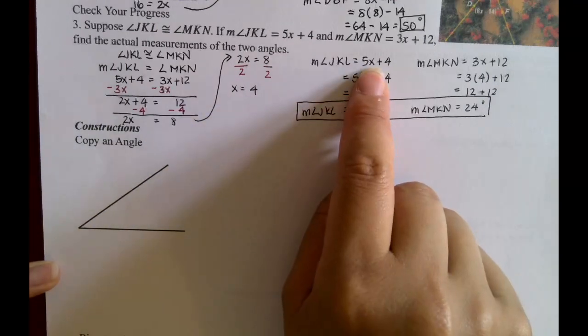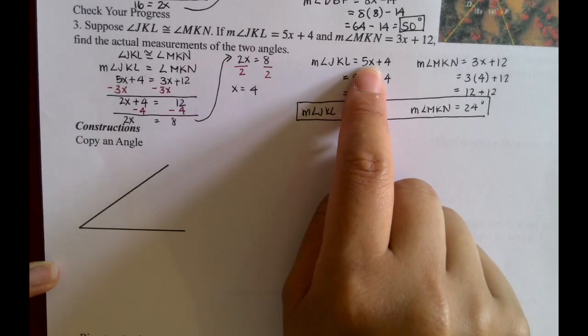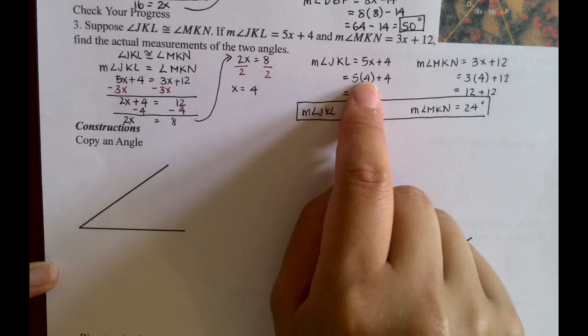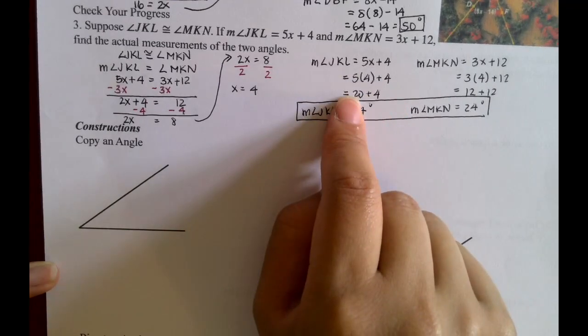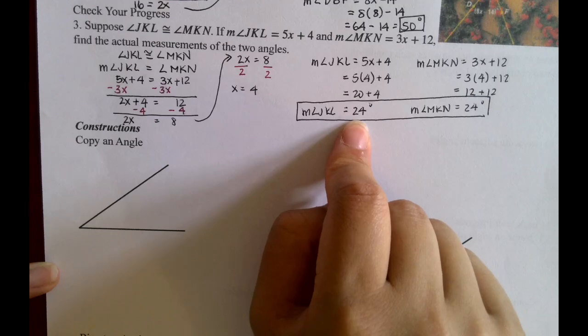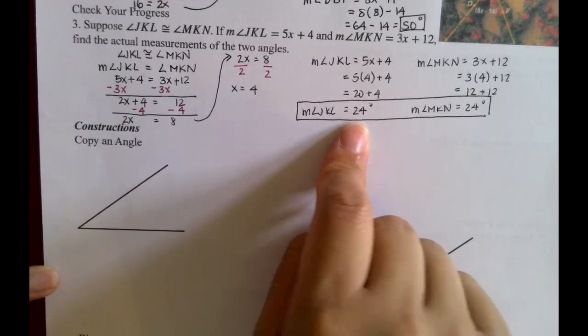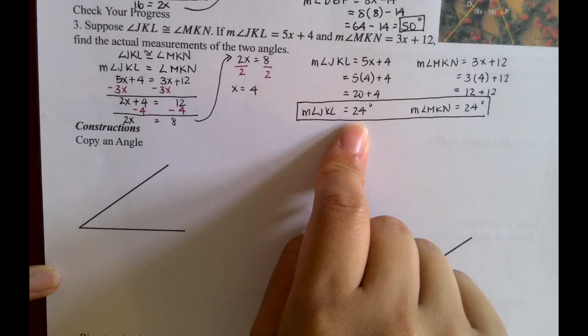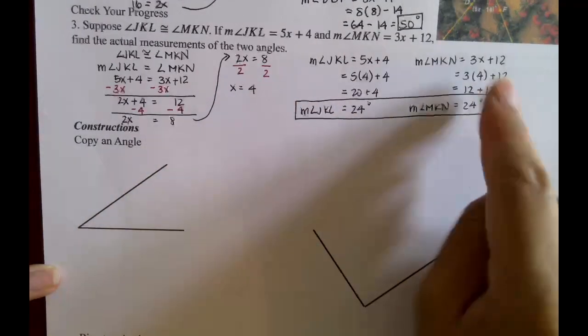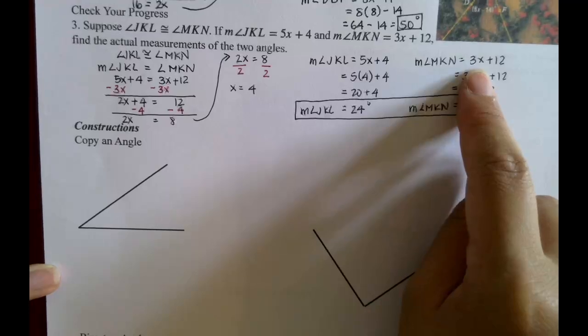Then, since the question asked me to find the actual measurements of the two angles, I took that 4 and plugged it into each of their equations. So here I got 5 times 4 plus 4. 5 times 4 is 20. 20 plus 4 is 24. Because they're congruent, I should know that the other one is 24 as well. But just to check my work and make sure that x actually equals 4, I plugged it into the MKN formula as well.